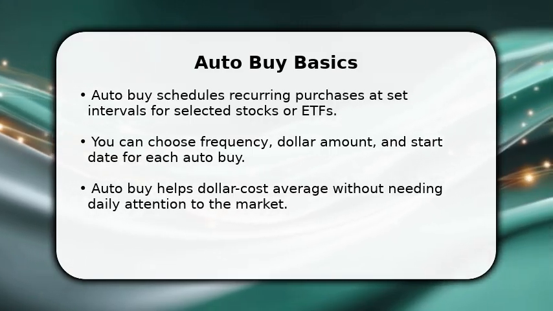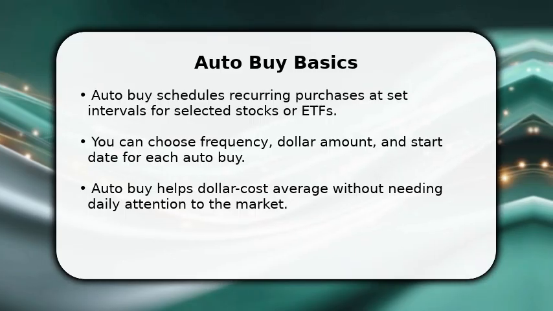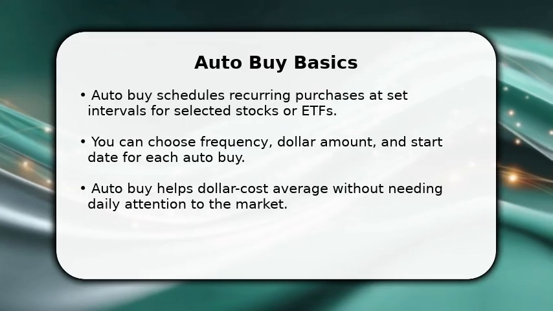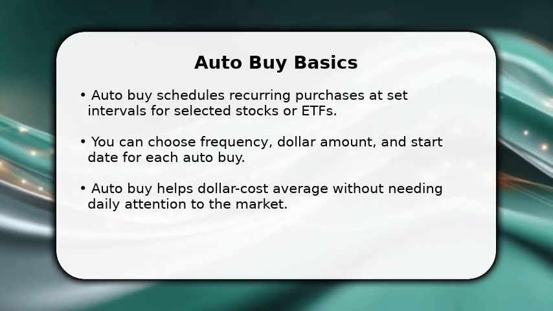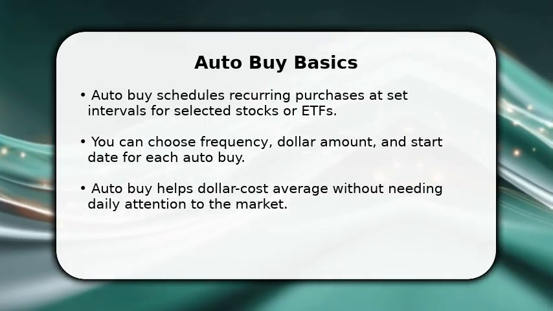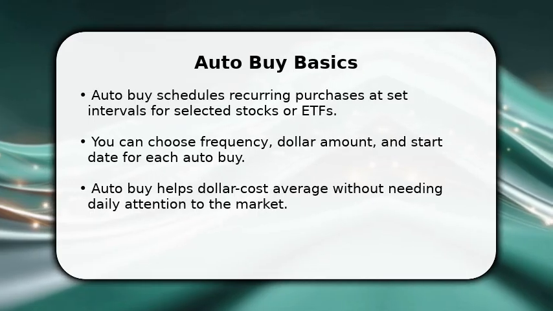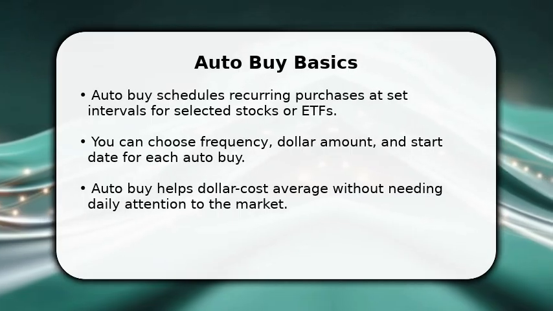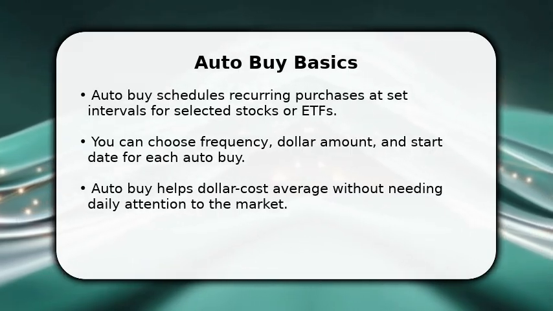Open the Robinhood app, sign in, and tap the account icon to access settings. Navigate to the recurring investments or auto buy section and select the asset you want. Choose your frequency, enter the dollar amount, and confirm funding source. Double-check your schedule and tap confirm. I'll walk you through common options, tips, and how to edit or cancel recurring purchases.